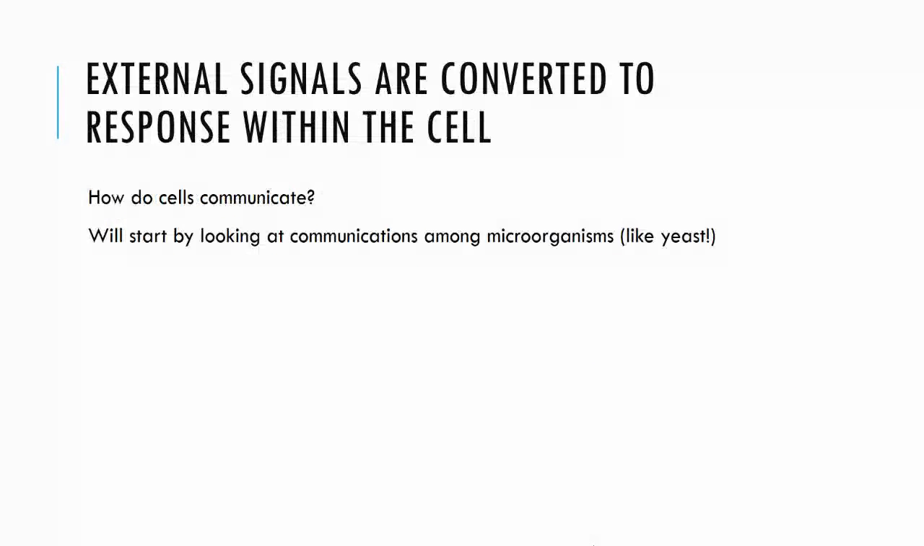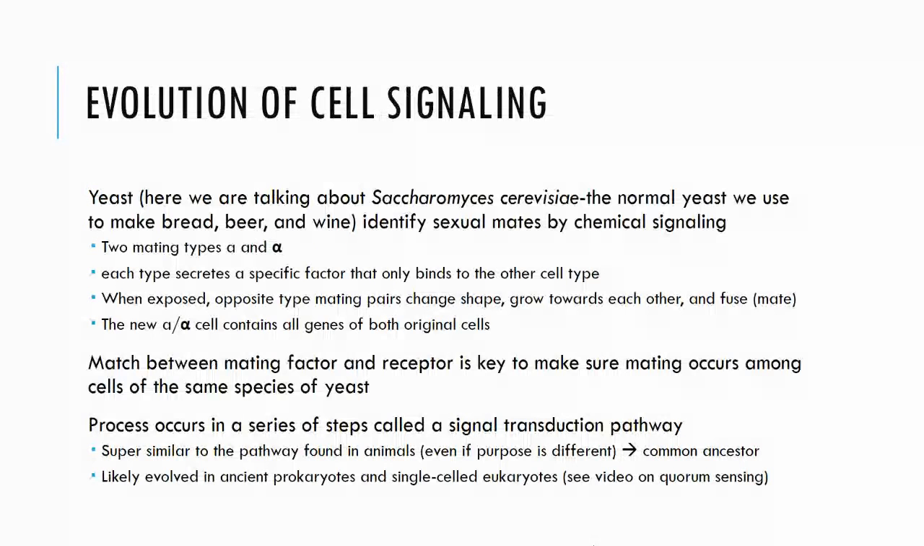What we're looking at here is how cells communicate, and we'll start by looking at communication among microorganisms, specifically yeast. Yeast identify their sexual mates by chemical signaling. There are two mating types, A and alpha. Each type secretes a specific factor that only binds to the other cell type. When exposed, the opposite type mating pairs change shape, grow towards each other, and fuse.